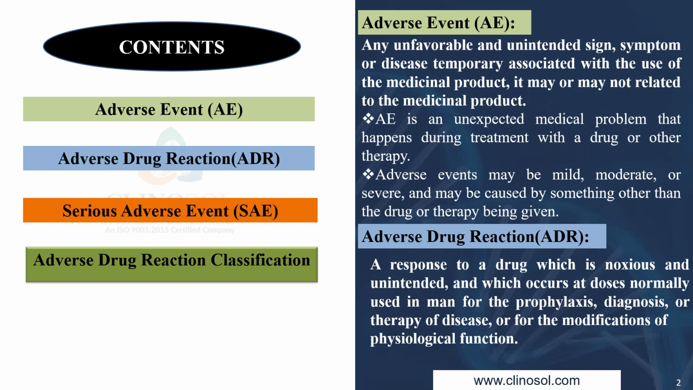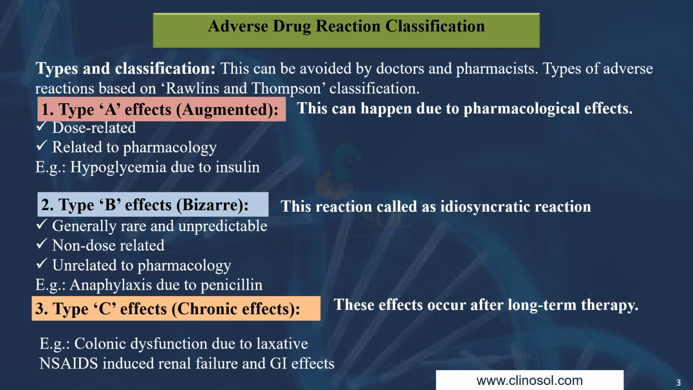Adverse drug reaction. It is a response to a drug which is noxious and unintended and which occurs at doses normally used in humans for the prophylaxis, diagnosis, or therapy of disease or for the modifications of physiological function. Now we will discuss adverse drug reaction classification. Sometimes these reactions can be avoided by doctors and pharmacists. Types of adverse reaction based on Rawlins and Thomson classification.